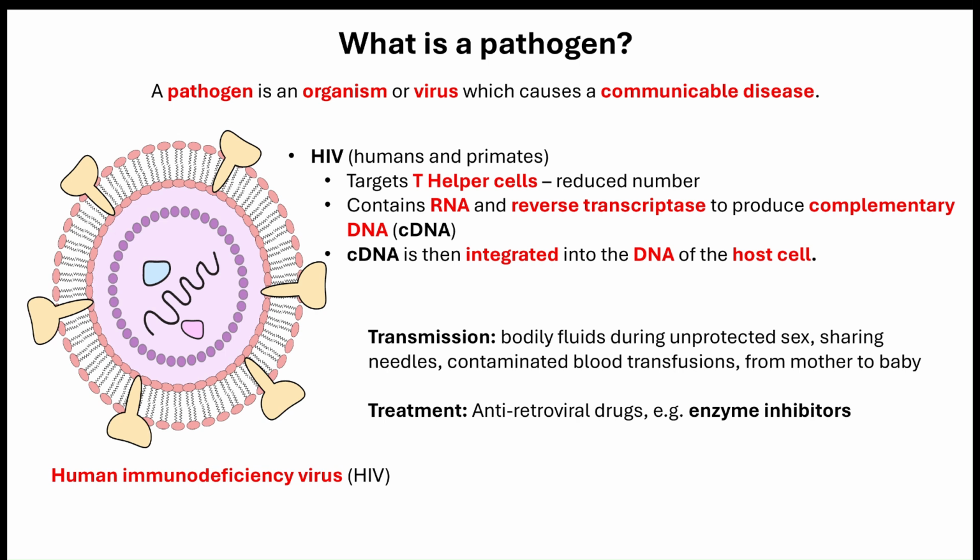So if they give you information about a treatment which is an antiretroviral, which is an enzyme inhibitor, they will expect you to understand that this is an inhibitor which could inhibit reverse transcriptase, therefore inhibit the virus from being able to turn that RNA into complementary DNA, or it could be an enzyme inhibitor that's going to inhibit an enzyme that allows for this cDNA to be integrated into the DNA of the host cell.